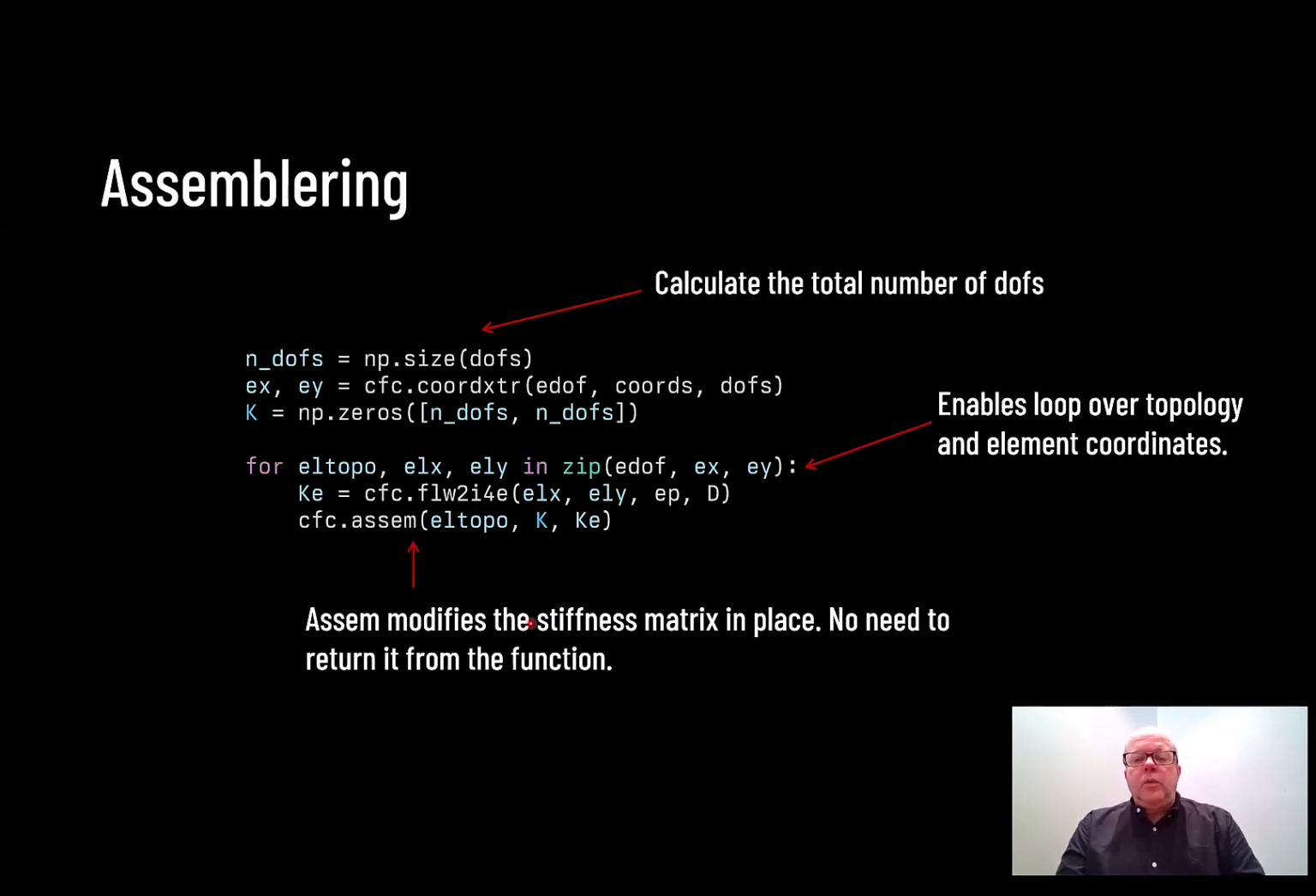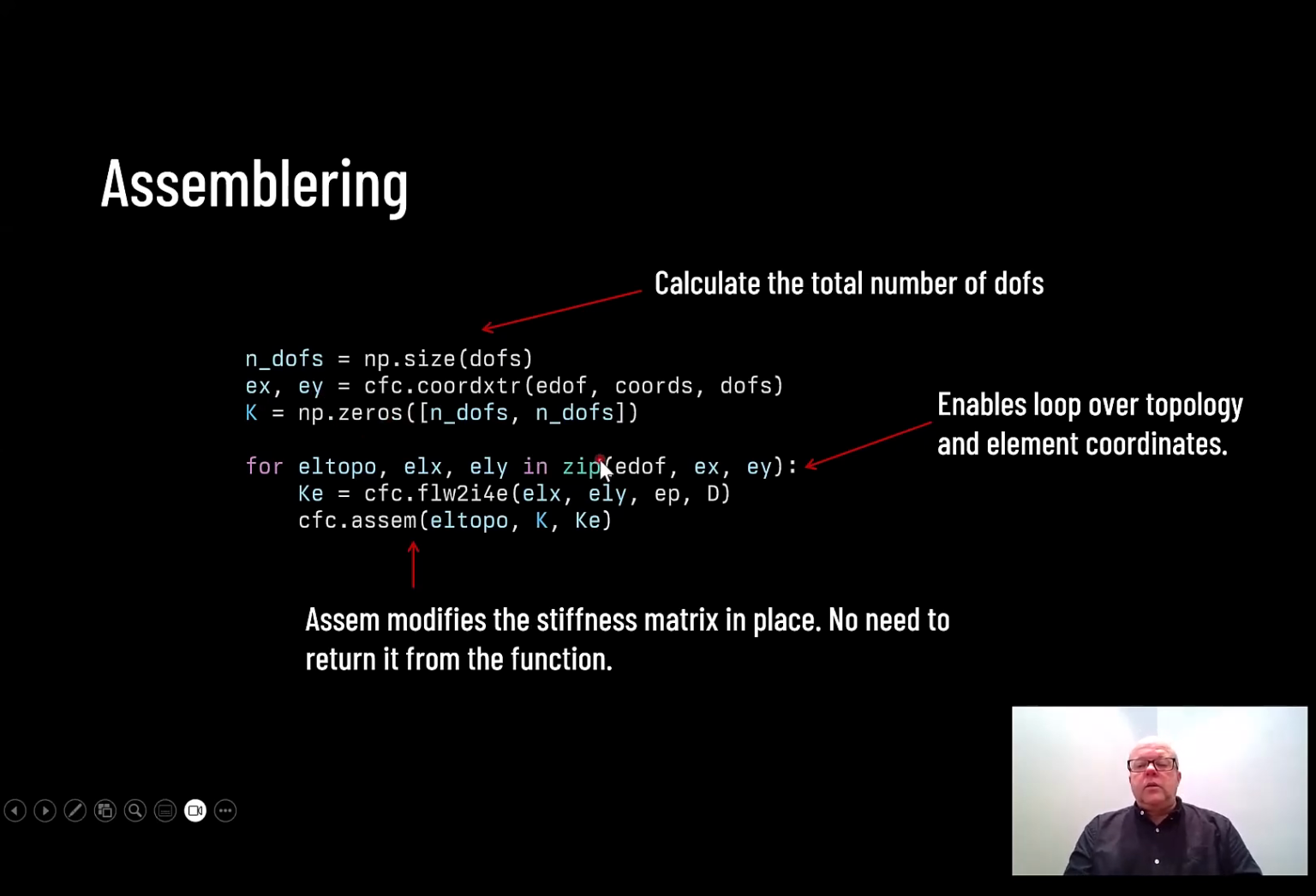Next, we need to determine the number of degrees of freedom. In this case, because we use a mesh generator, we don't know how many degrees of freedom we have generated. So we need to calculate it, and we can check the size of the DOFs. That will give us the total number of degrees of freedom in all the nodes. So DOFs contains a DOF entry for every node that has been generated. We also need to create our EX and EY arrays, and we can use the coord extract command here that takes the EDOF as input, and coords and DOFs, combines them together and creates EX and EY arrays.